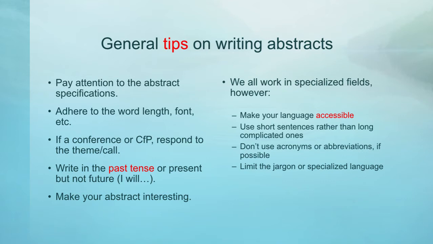We all work in very specialized fields. We all have lots of specialized jargon and language that we use. And what I'm suggesting is that in the abstract, you try to cut back on that language and try and make your abstract as accessible as possible, mostly because it is there to help you attract readers. So use short sentences rather than long sentences. Don't use acronyms or abbreviations unless they are absolutely necessary. Limit the jargon or specialized language.